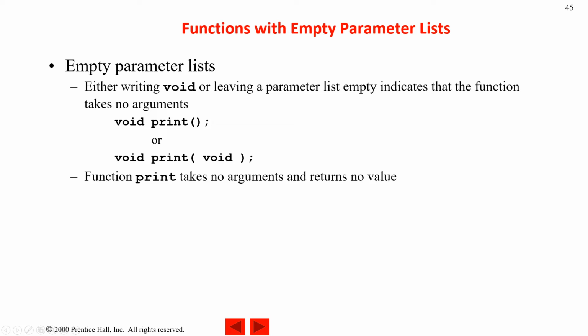So the function print takes no argument and returns no value. No value because this is void. Void means it does not return any value.